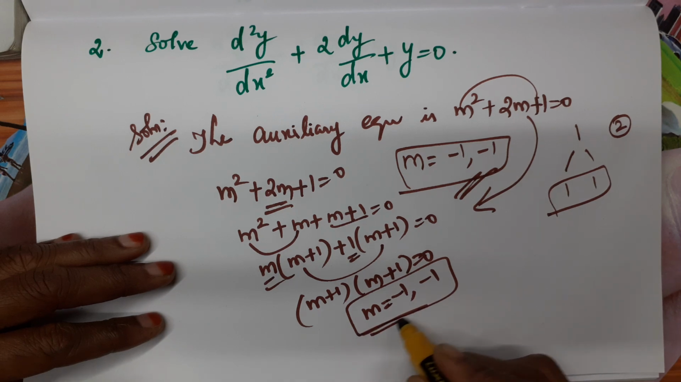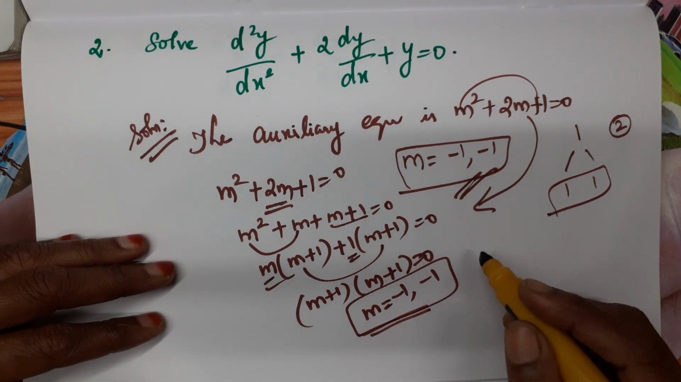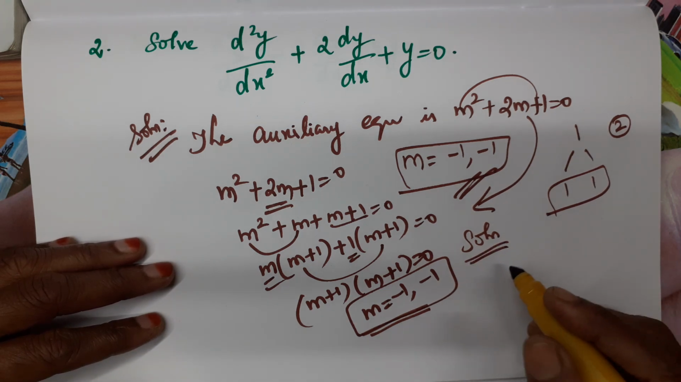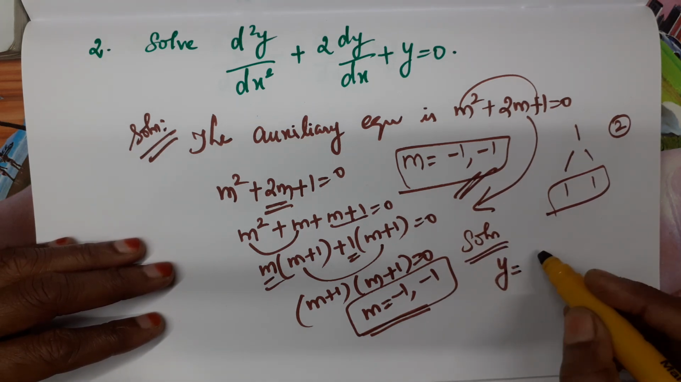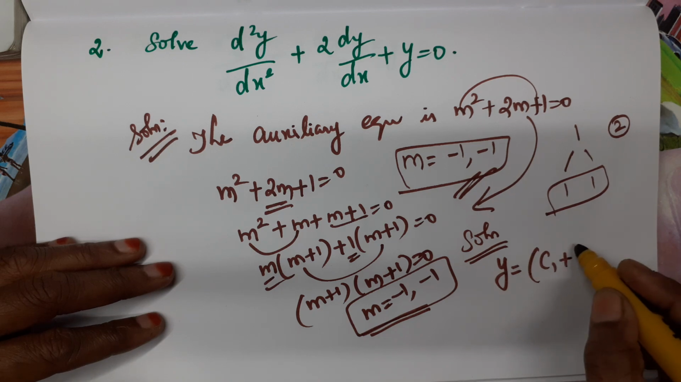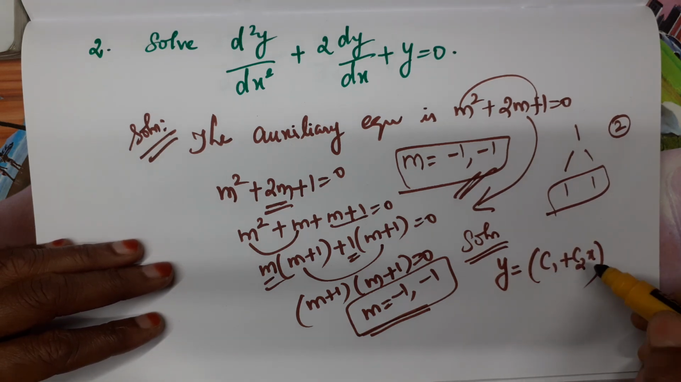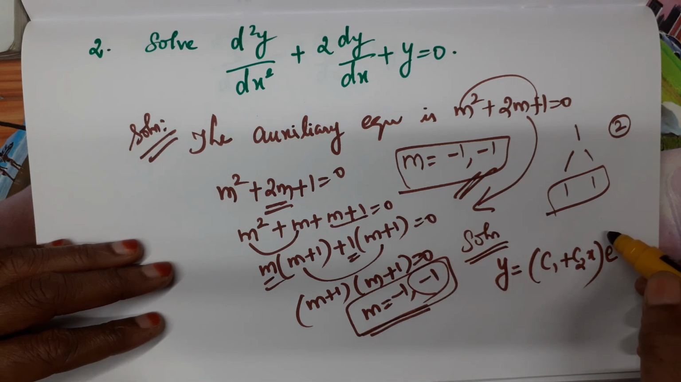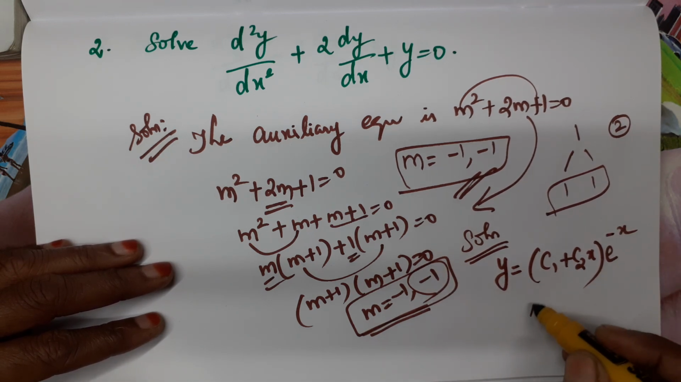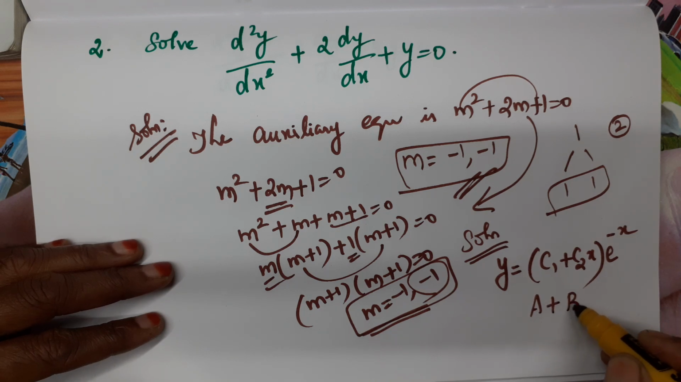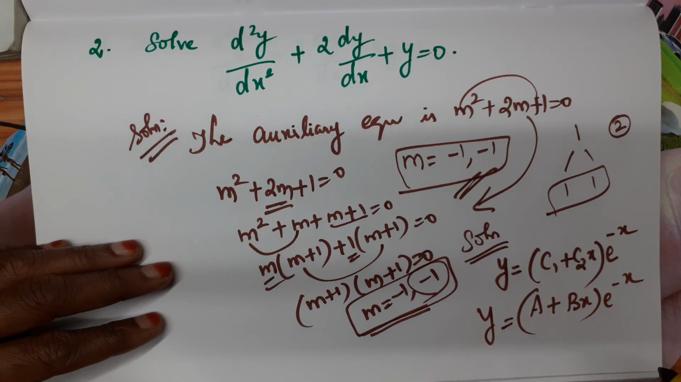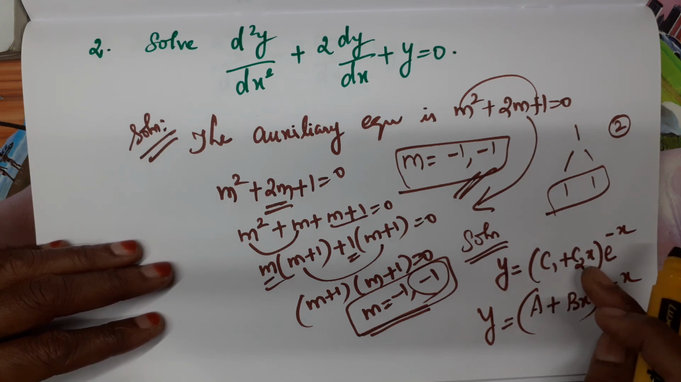Here these two roots are repeated. So how to write the final solution? If two roots are repeated, we can write y is equal to c1 plus c2 into x, then e power the repeated root, minus 1 into x, minus x. Or we can say a plus bx into e power minus x. This is the final solution. Here two roots are repeated.